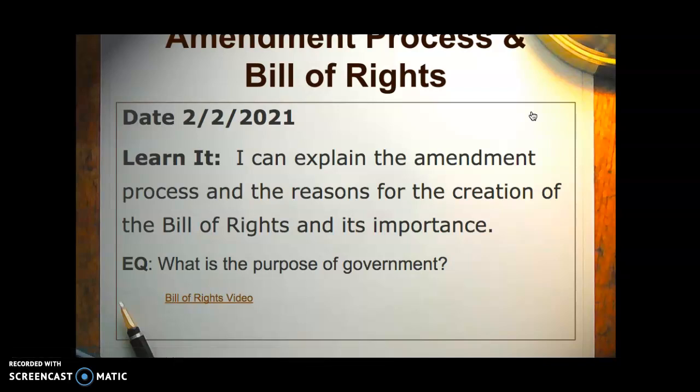Our Learn It is: I can explain the amendment process and the reasons for the creation of the Bill of Rights and its importance. Our essential question is, what is the purpose of government? And you'll see below some text that says Bill of Rights video. You would have watched that before coming to this presentation.